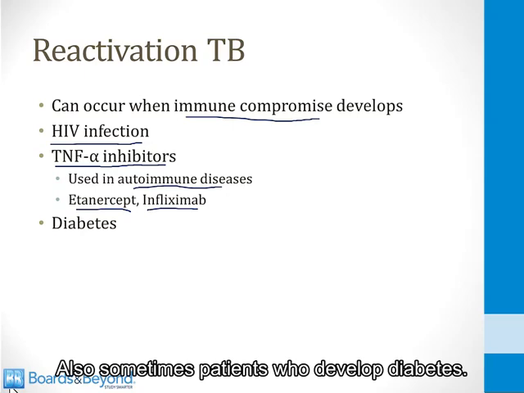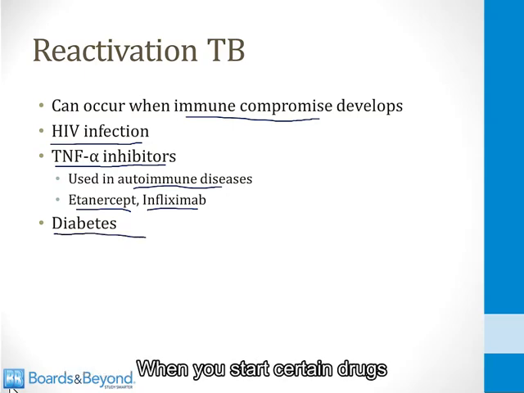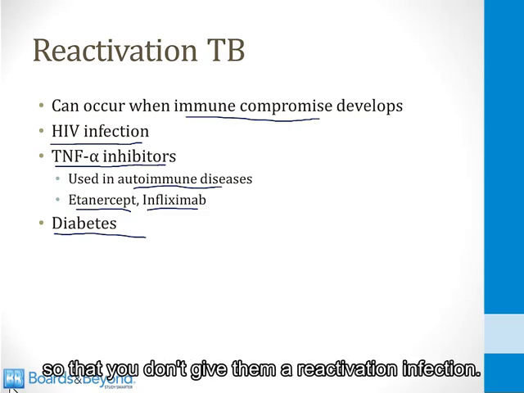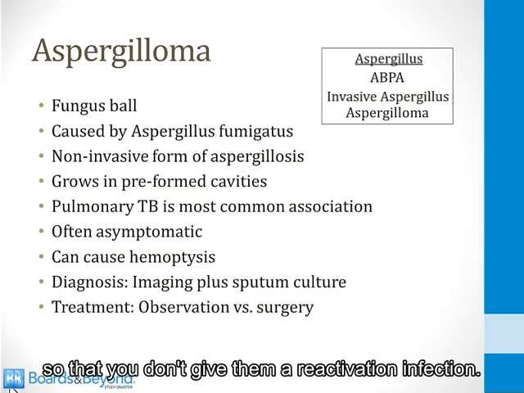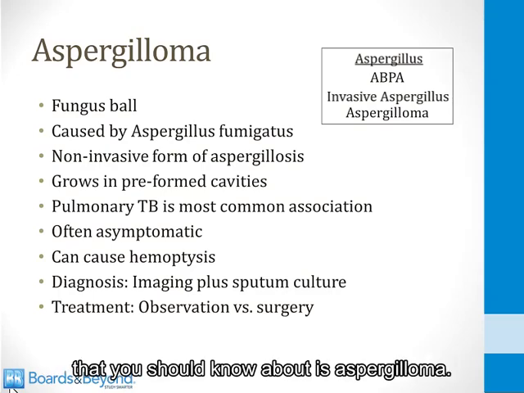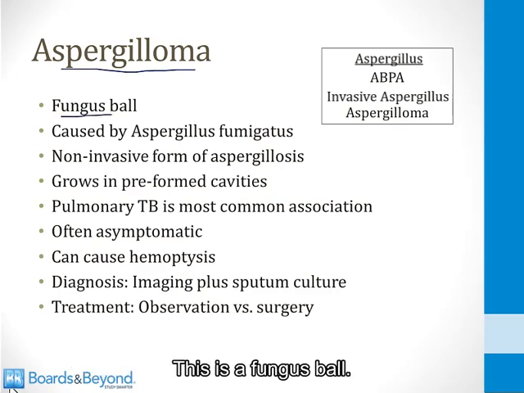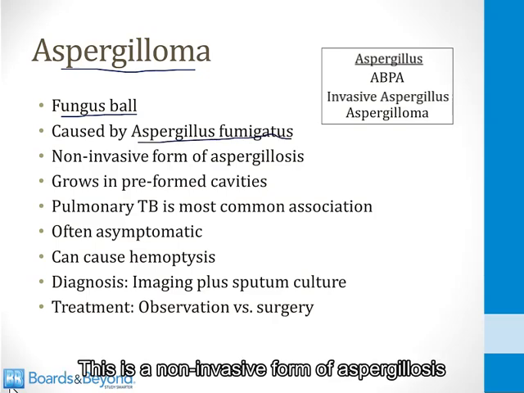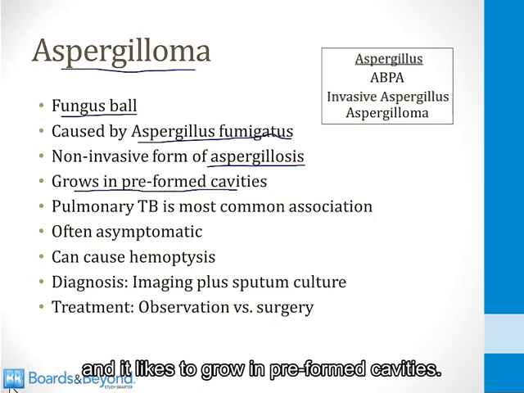Also sometimes patients who develop diabetes. And when you start certain drugs, you often test people for latent tuberculosis so that you don't give them a reactivation infection. One complication of reactivation cavitary TB that you should know about is an aspergilloma. This is a fungus ball. It's caused by the fungus Aspergillus fumigatus. This is a non-invasive form of aspergillosis, and it likes to grow in pre-formed cavities.